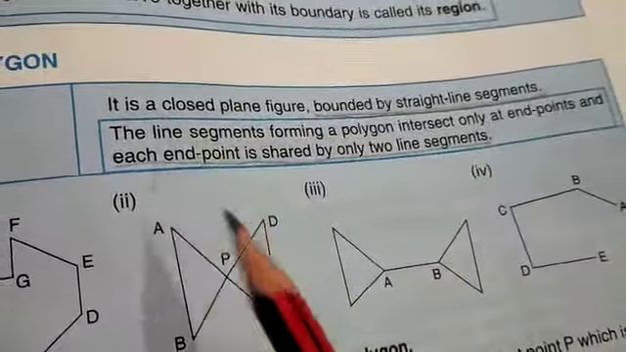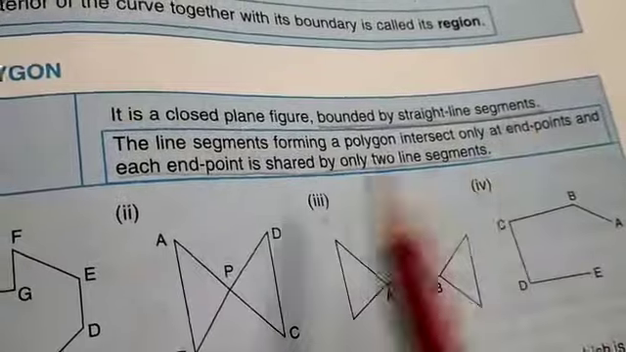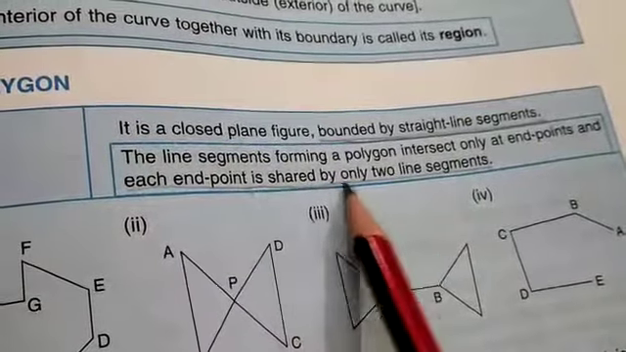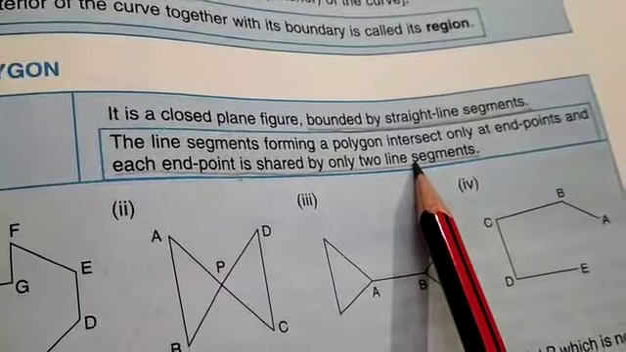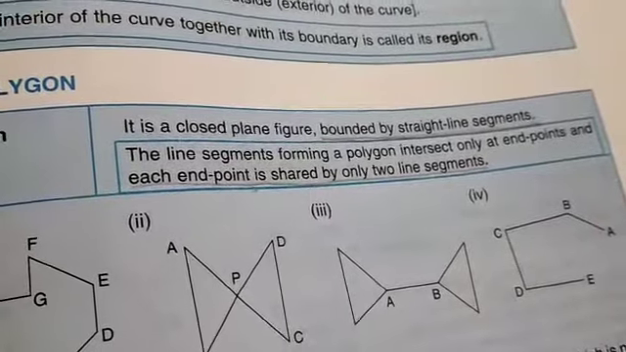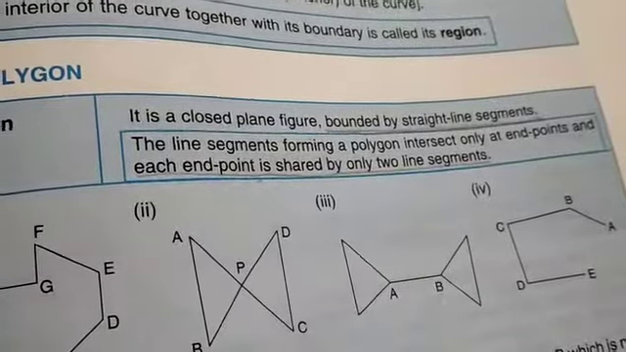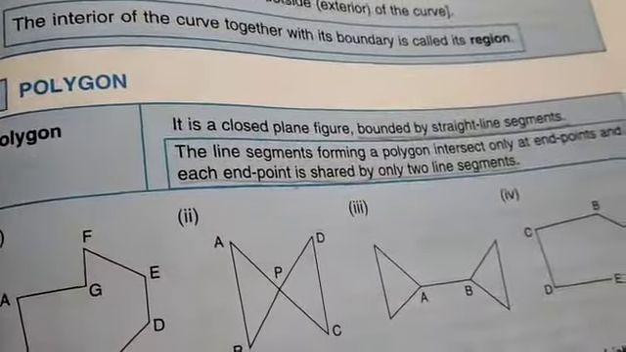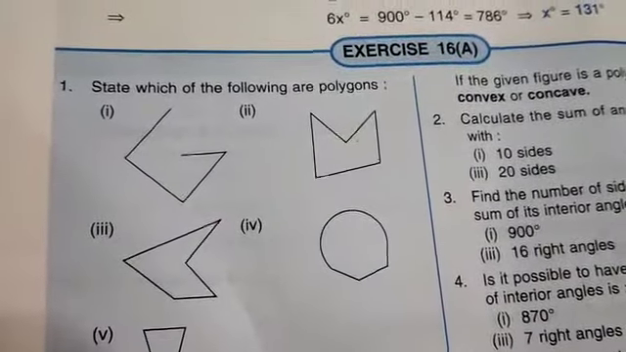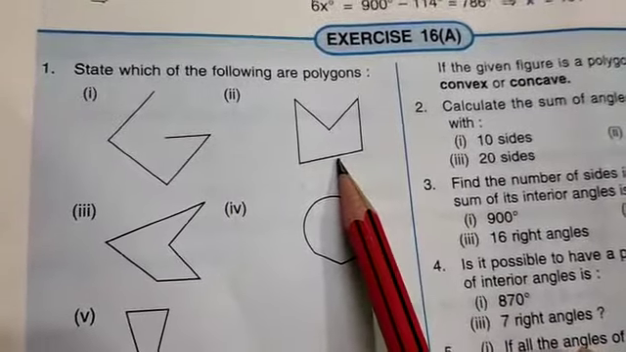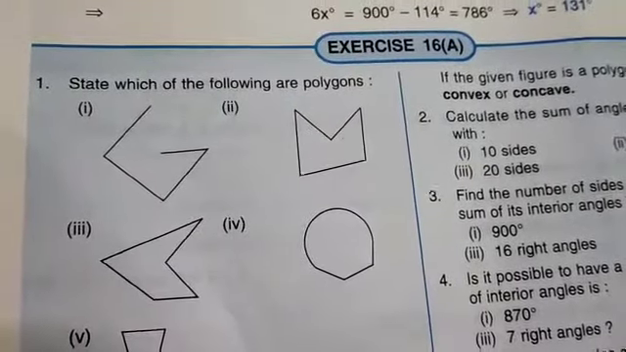It is a closed figure, it is a bounded figure, bounded by the straight line segments. And each end point is shared by only 2 line segments. You just see the end point and see whether only 2 line segments are joined with that end point or not. If it is, then that is a polygon, otherwise not a polygon. Now see the second figure. Yes, it is a polygon because it is a closed figure bounded by the straight line segments.